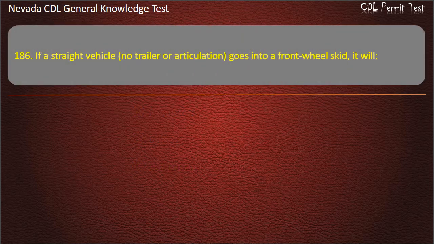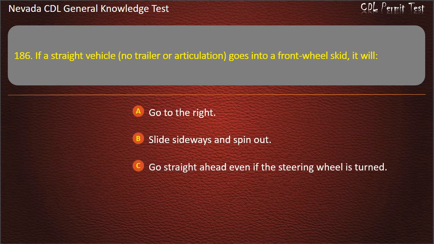Question 186. If a straight vehicle, no trailer or articulation, goes into a front wheel skid, it will go to the right, slide sideways and spin out, go straight ahead even if the steering wheel is turned. Answer. Go straight ahead even if the steering wheel is turned.